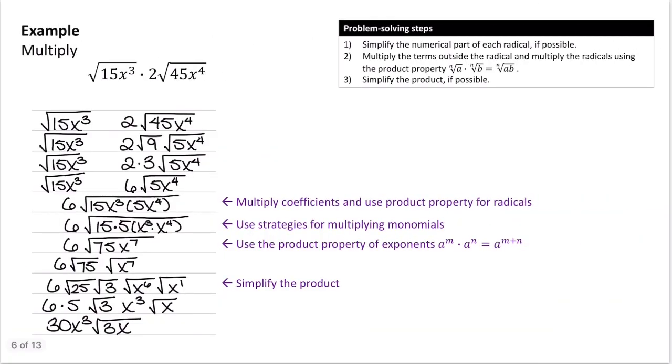So what I did is I wrote all my steps from this problem, and I just kind of explained what I did in these steps, okay? So this is the same problem that I just showed you, but I just wrote out everything. So remember, first what we did is we simplified that numerical part on the second radical. So I got to the point where I did the square root of 15x cubed times 6 times the square root of 5x to the fourth. I just wanted to remind you that what I did was multiply coefficients and use the product property of radicals. Here we use those multiplying monomial strategies we talked about. Here we use the product property of exponents, and that's how I got that x to the seventh. And then these are all my simplification steps.